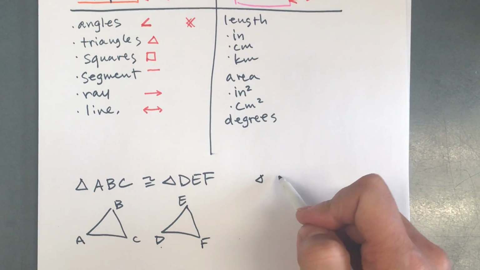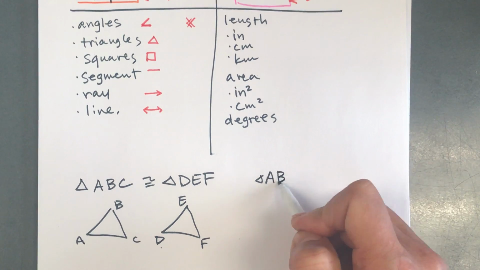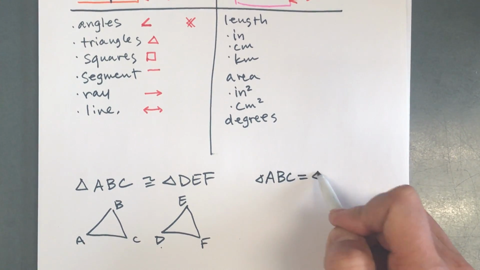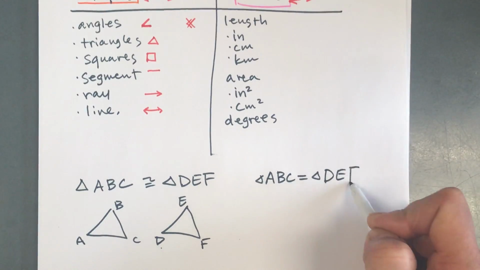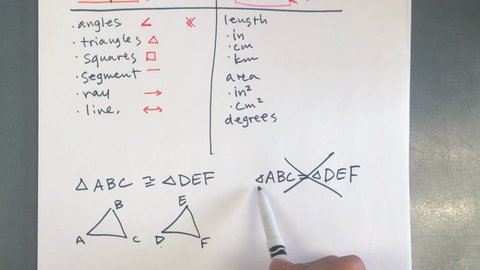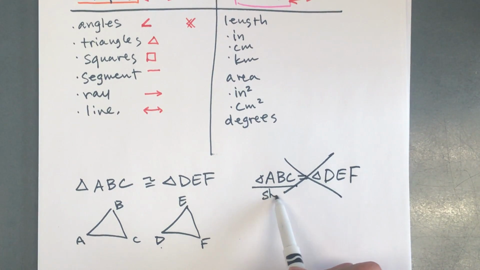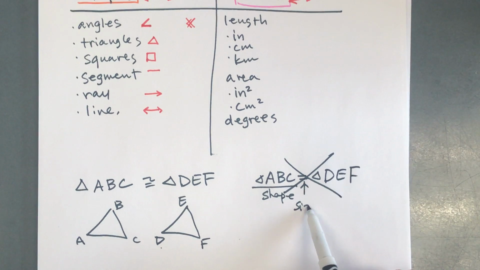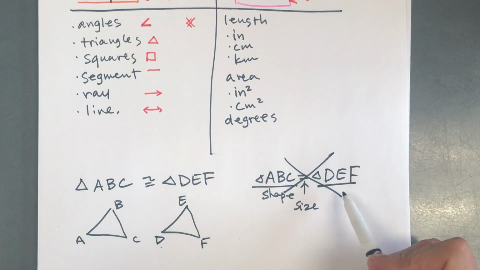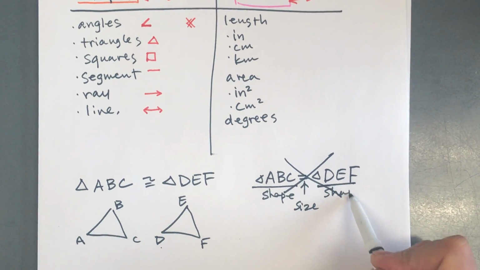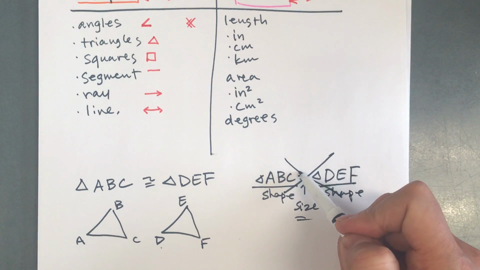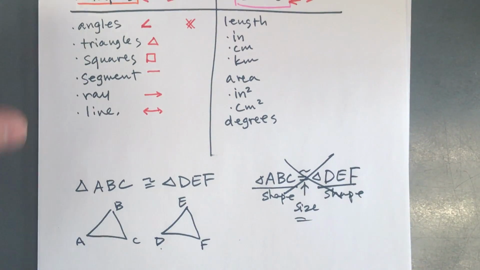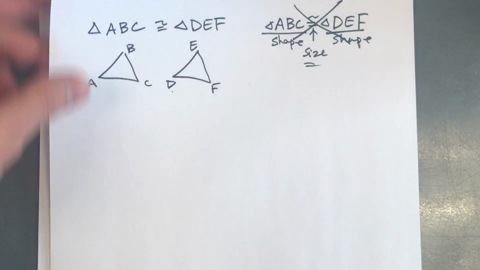But it doesn't make sense to say triangle ABC is equal to triangle DEF. This makes no sense because ABC is a shape. Equal is when we are talking about just the size. And triangle DEF is a shape. So we can't mix this up. We have to use the congruent sign symbol. So this is not too bad right now.